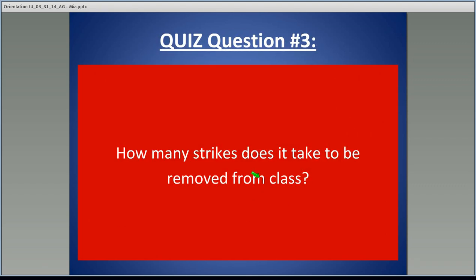Now, we've come to quiz question number three. How many strikes does it take to be removed from class? Now, think of it just like baseball. So there's a hint. Now go ahead and pause the slideshow, write down the question and the answer, and then we'll move on.